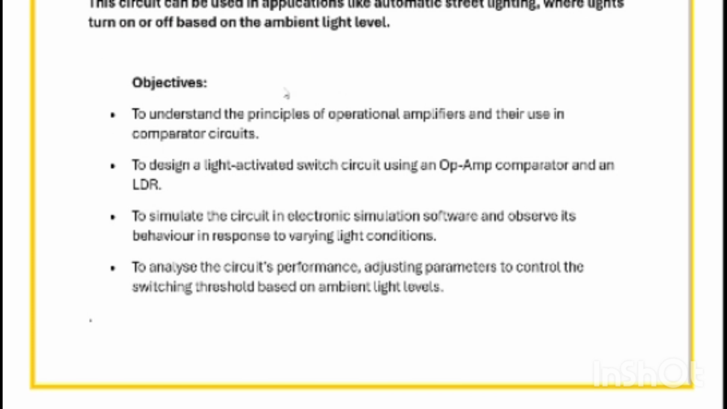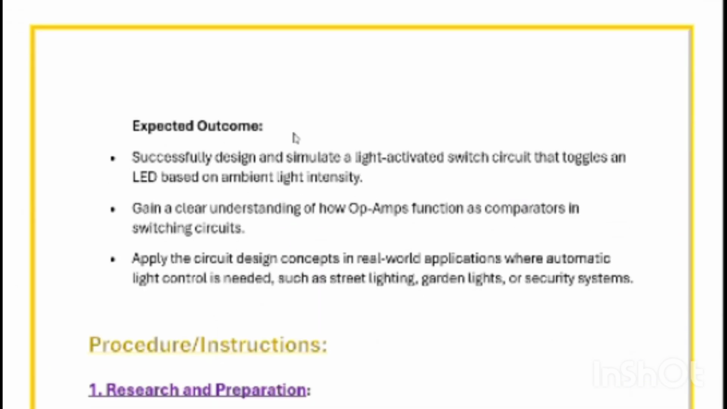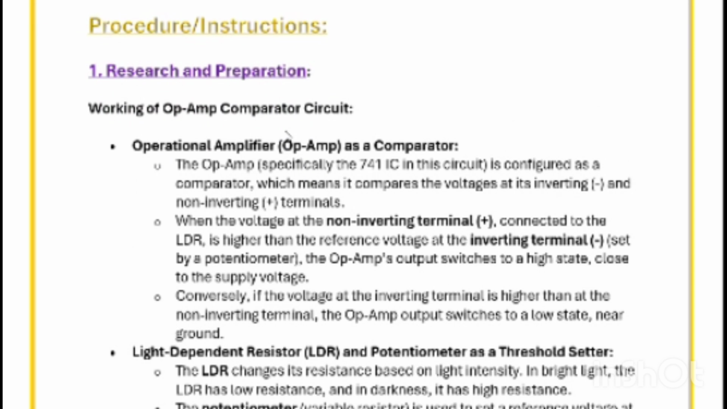So the main objective is to know about the op-amp functioning and the LDR functioning. We are going to know how these two components work, and also about the simulation software that we have used, and how we have used it. That is one of our objectives. As the expected outcome, we are going to design and simulate the circuit, which includes op-amp and LDR, so we will be knowing the information regarding it.